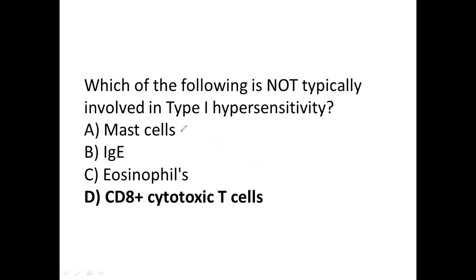So mast cells, IgE antibodies, neutrophils, eosinophils, and basophils will be involved in the type 1 hypersensitivity. Cytotoxic T cells or CD8 T cells will be involved in the type 4 hypersensitivity, that is delayed type of hypersensitivity or cell mediated immunity. So the correct option for this is CD8 plus or cytotoxic T cells. So these are type 4 hypersensitivity cells.